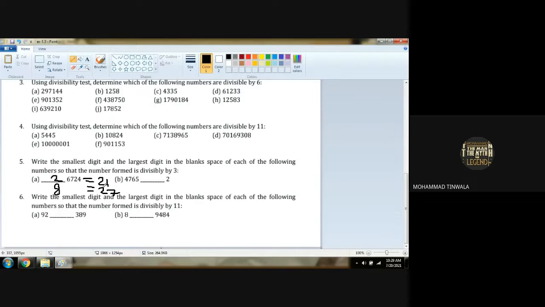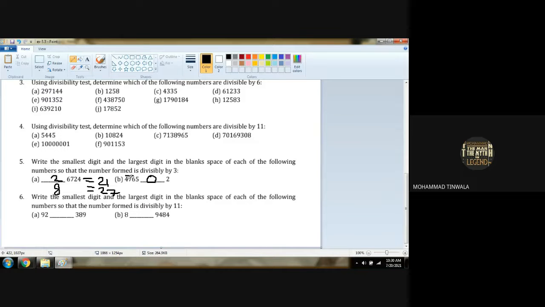In the same way, 4765 dash 2. So 4 plus 7 is 11. 11 plus 6 is 17. 17 plus 5 is 22. 22 plus 2 already we have 24. So can we keep the smallest number as 0 in between? 24 is already the total here. 24 is already divisible by 3. So can we take the smallest number as 0?